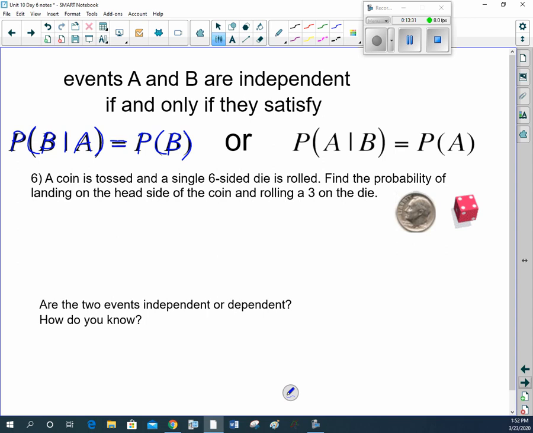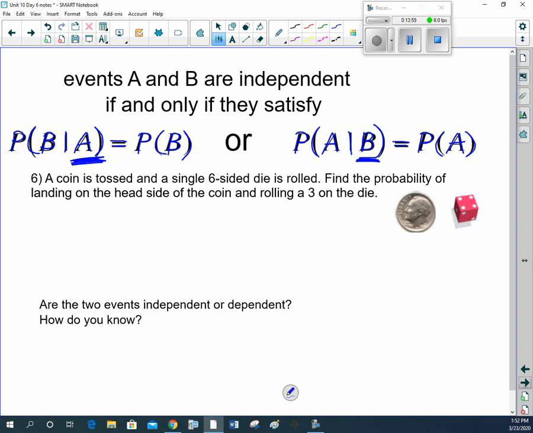Same thing, you could go the other direction. You could say the probability of A given B equals the probability of A. So basically what you're saying is the condition right here doesn't matter. If the condition doesn't matter, then they're independent events. The condition is what makes them dependent. So if the condition doesn't matter, they are independent events.